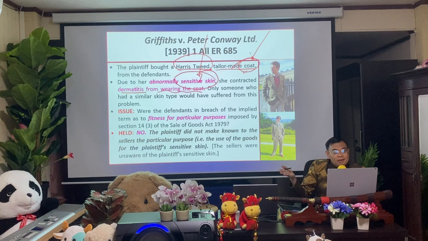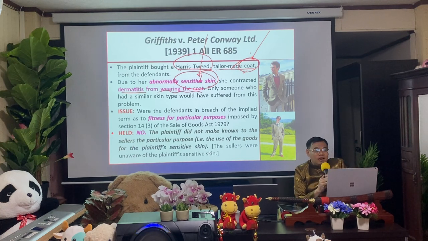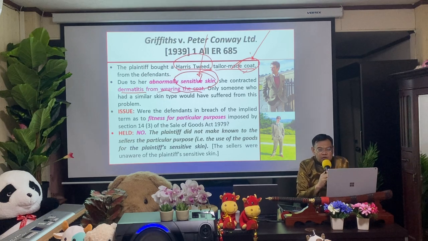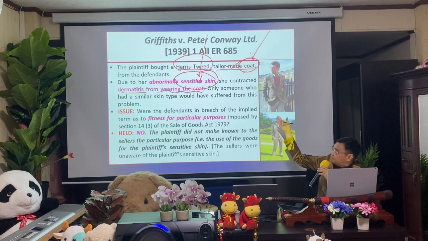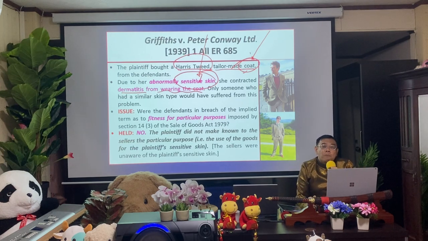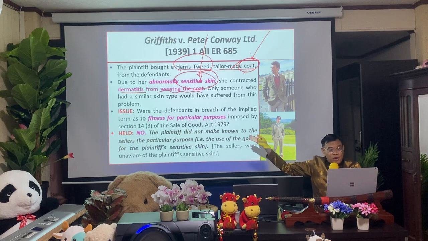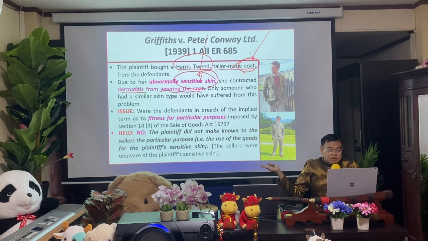So when the seller did not have the obligation to deliver goods which were fit for this particular purpose, the seller would only have to deliver goods which were fit for their ordinary purposes. When coats are bought, what are they bought for? They are bought for wearing. When everybody wears the coat, and the customer develops this skin reaction, that means that these coats are fit for their ordinary purpose, i.e. the purpose of wearing, by normal people.